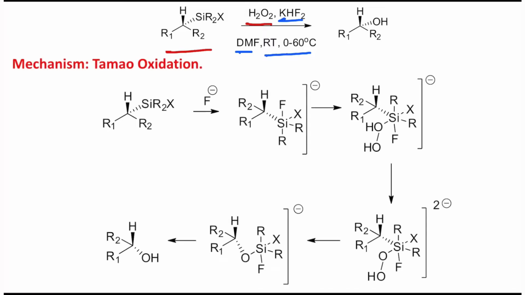If you look at the mechanism, what happens here? First, fluorine attacks the silicon center. Why?